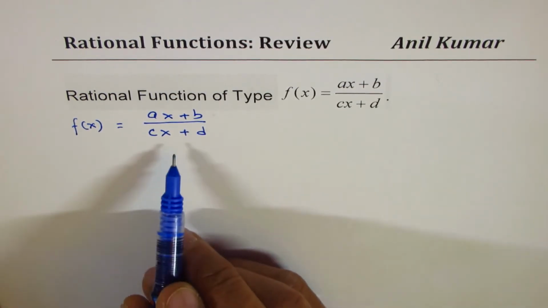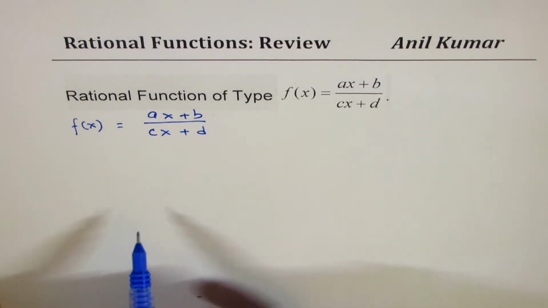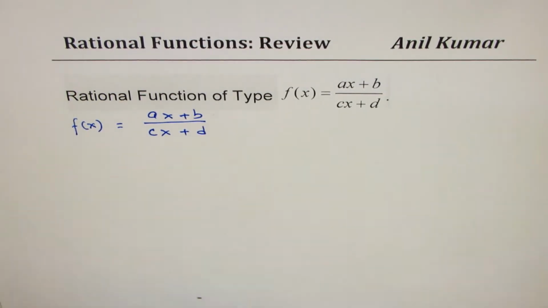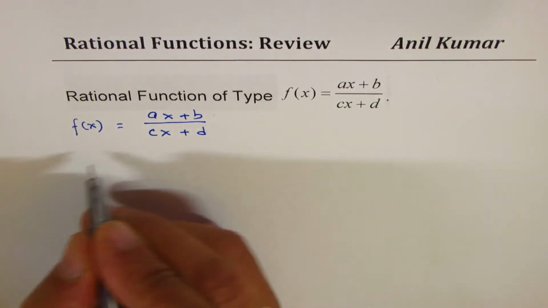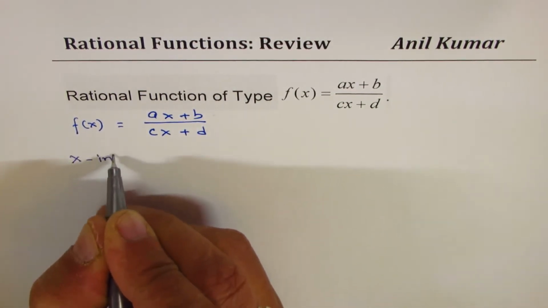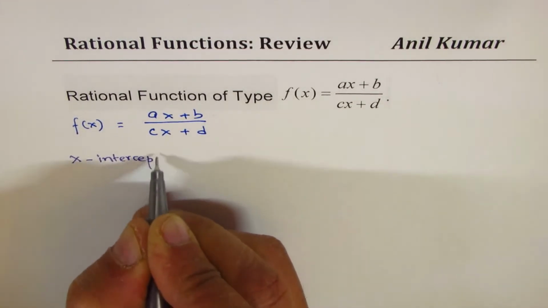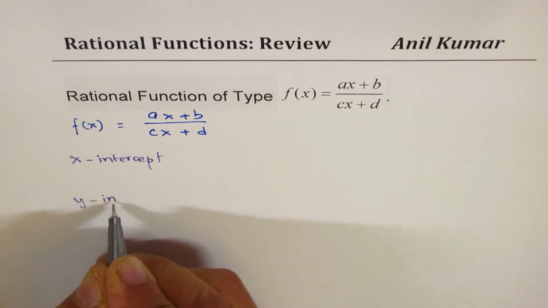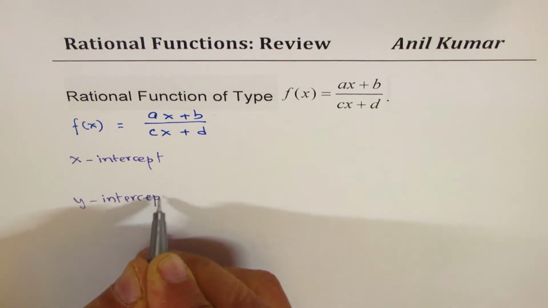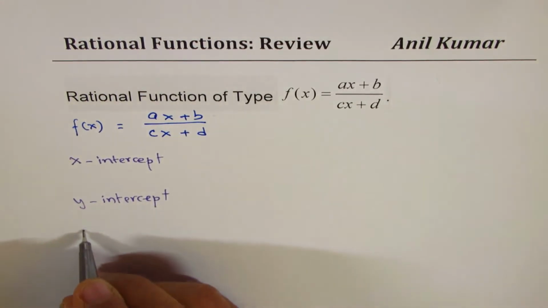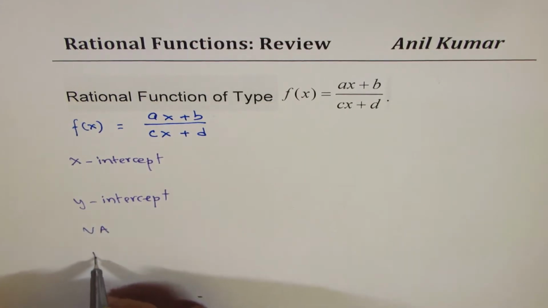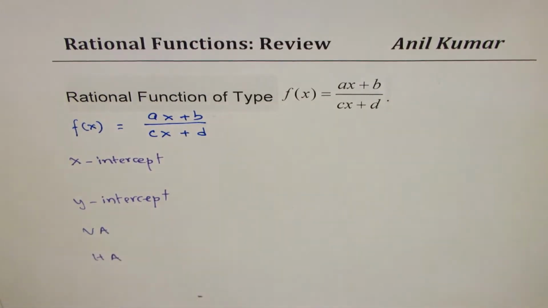So if a function is given as a ratio of two linear functions, in that case, we can find x and y intercepts very easily. Let's see how. I'll just write here the things which we'll do: x-intercept, y-intercept, vertical asymptote, and horizontal asymptote, right? So these are the four things which will define this function if we really need to sketch it.